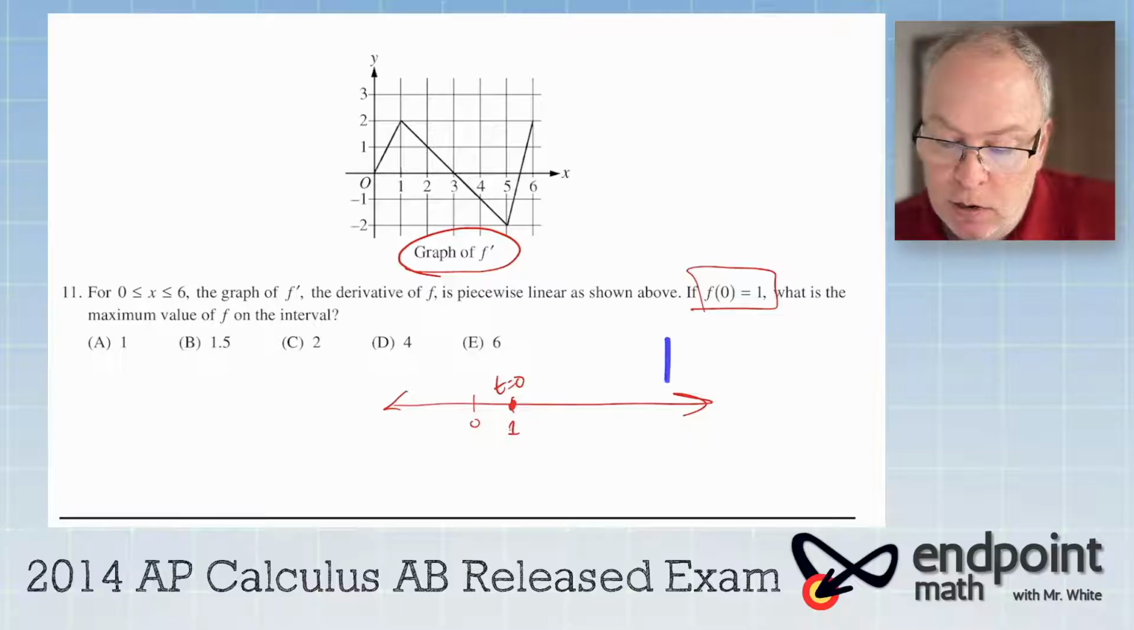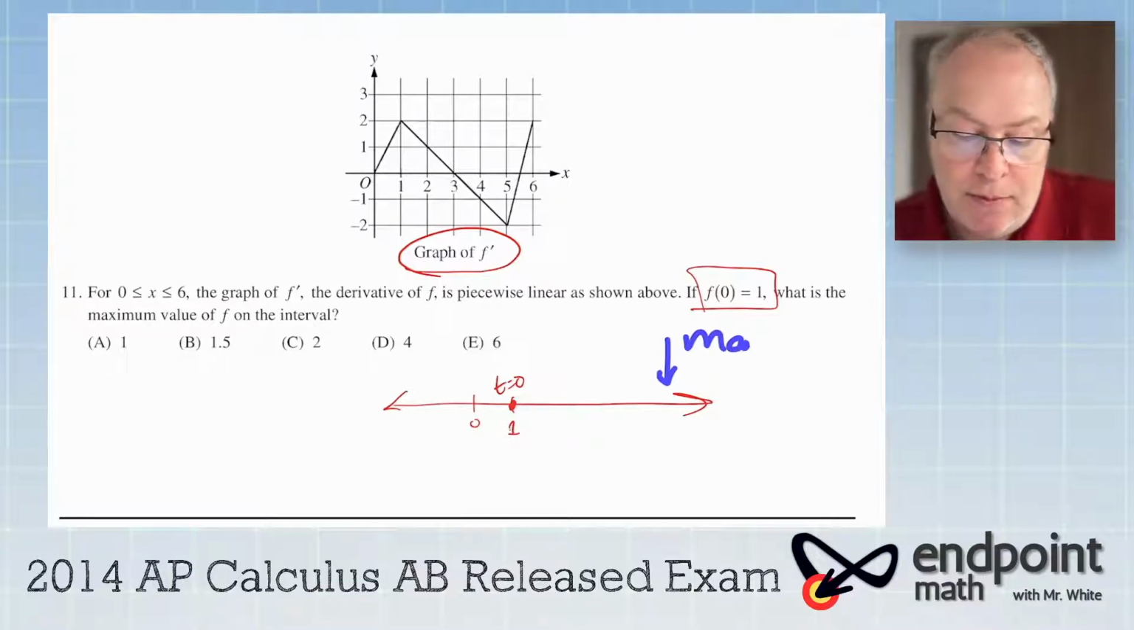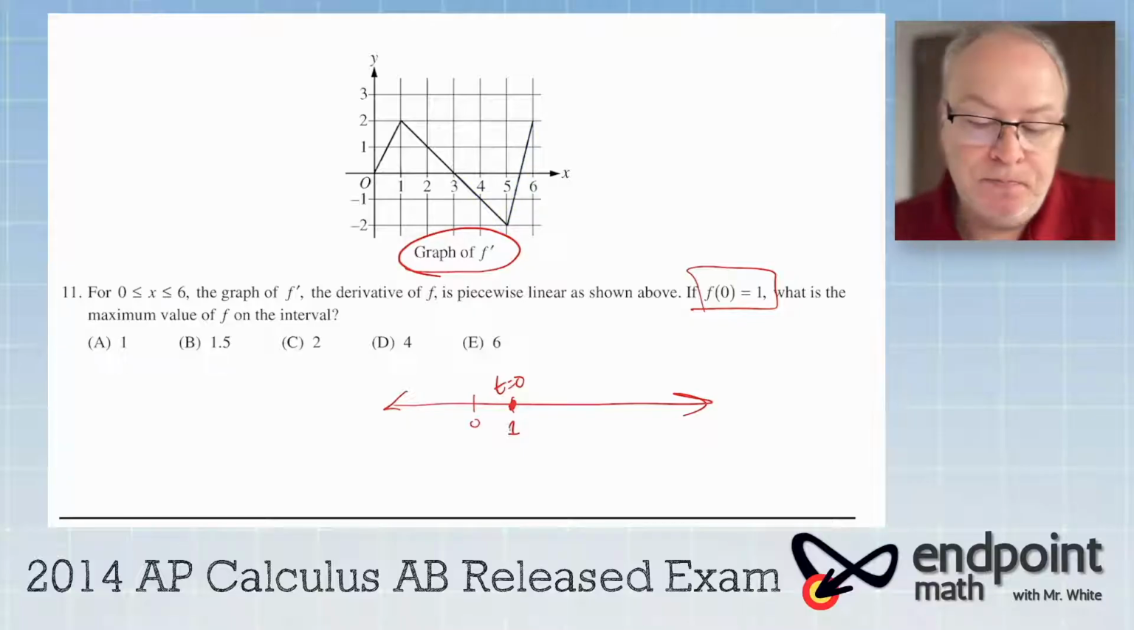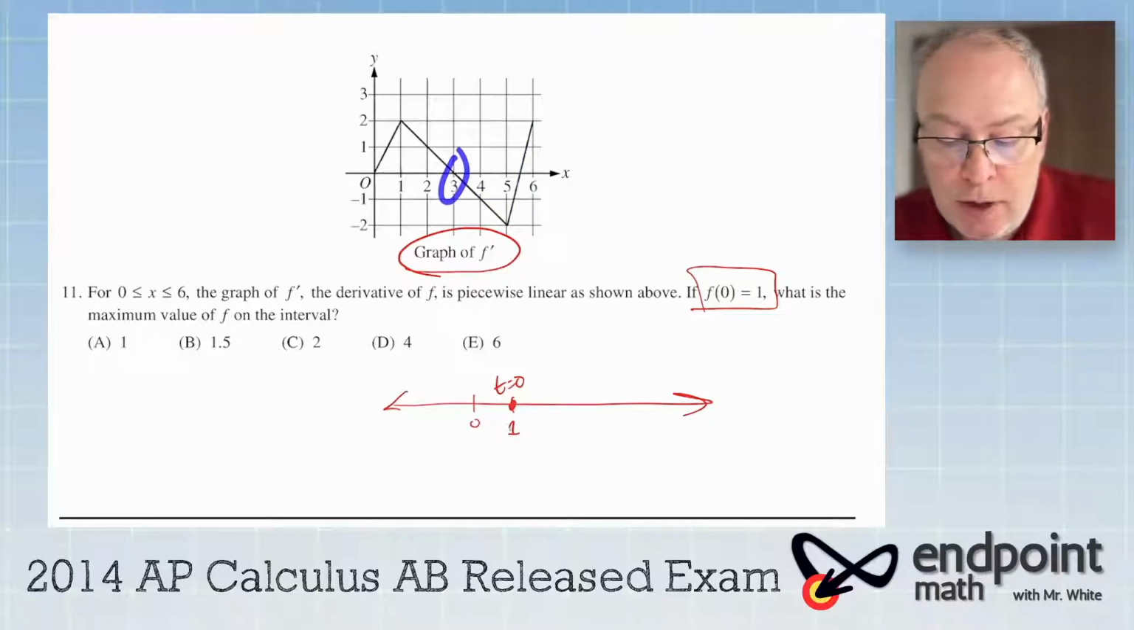So this over here will be the maximum value, because then it's going to move to the left and then back to the right again, and then a little bit more to the right. But the max value will happen at 3. I think that's pretty clear.